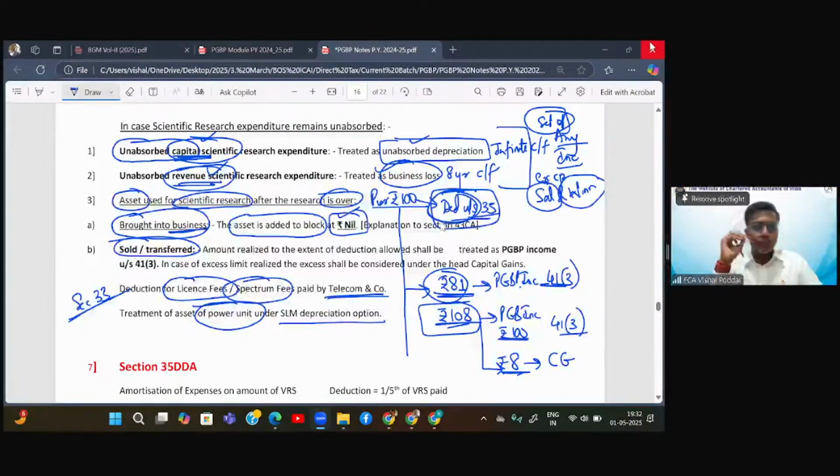Correct? So we take a 10 minutes break. After this, we'll cover the remaining sections, which are majorly small. Only a few, 2 or 3 sections are slightly lengthy, but they are also interesting. So 10 minutes break, right? Yes, sir.